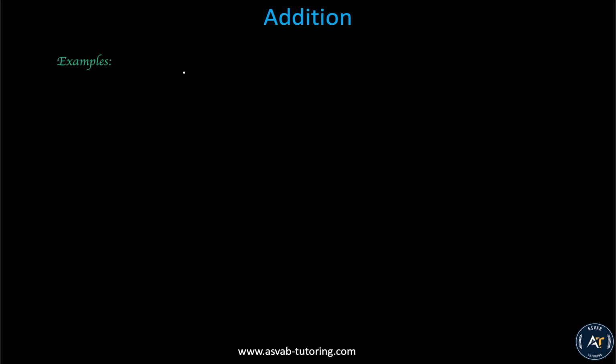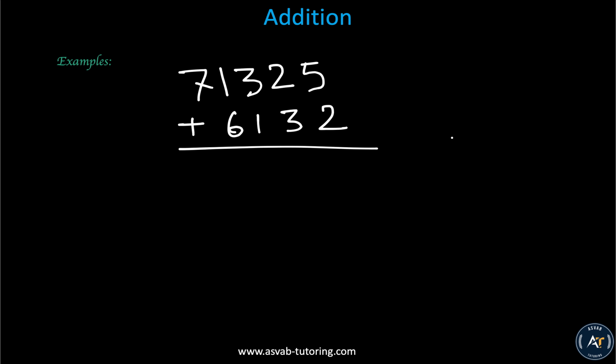7,132,5 and then you add it with 6,132. So let's add them. 5 plus 2 is 7, 3 plus 2 is 5, 3 plus 1 is 4, 6 plus 1 is 7, this is another 7. So that is the answer.